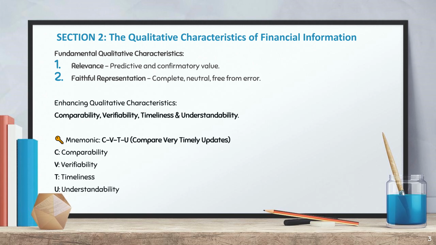Section 2. Financial information needs to be relevant and faithfully represented to be useful. There are also enhancing characteristics that make information even more useful. Fundamental qualitative characteristics. 1. Relevance, predictive and confirmatory value. And 2. Faithful representation, complete, neutral, free from error. Enhancing qualitative characteristics are comparability, verifiability, timeliness, and understandability. Mnemonic, CVTU, compare very timely updates.